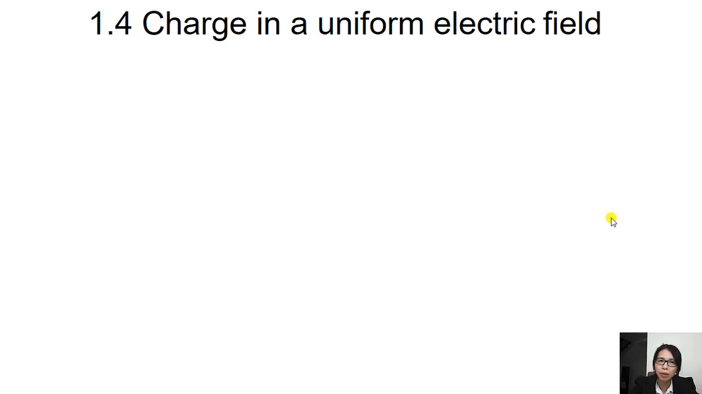So in this video, we are going to move on to the last subtopic in topic 1. We have 1.4, charge in a uniform electric field. But before we consider the motion of charge in a uniform electric field, we have to understand what is meant by uniform electric field.